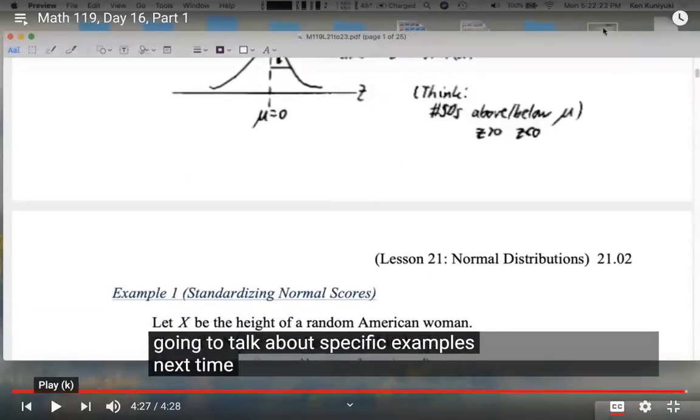All right, any questions before we go on? We dealt with the standard normal distribution before. We're generalizing it now to more general normal distributions, with whatever mean and whatever standard deviation. All right, any questions?